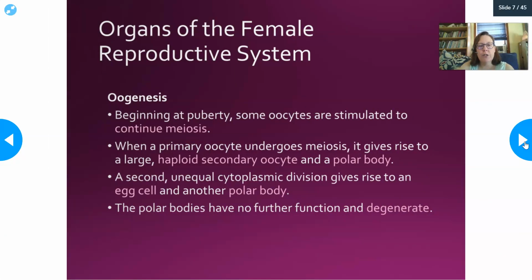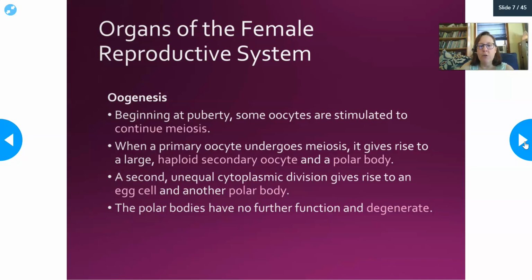So, oogenesis is the production of eggs. Beginning at puberty, some of the oocytes are stimulated to continue meiosis, so continuing this division, and I'm going to show you a graphic that explains it. When a primary oocyte undergoes meiosis, it gives rise to a large haploid secondary oocyte and a polar body. The haploid secondary oocyte is what we're interested in. That's what will eventually be released. The polar body is just junk.